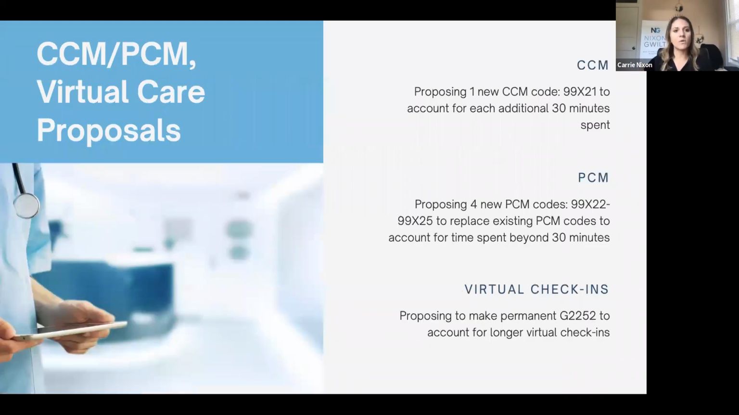And now I'm going to pass the mic over to Rima, who's going to talk to you a little bit about CCM, PCM, and the virtual check-in proposals that we have seen in the proposed rule. Rima?